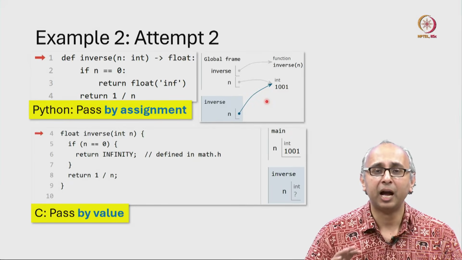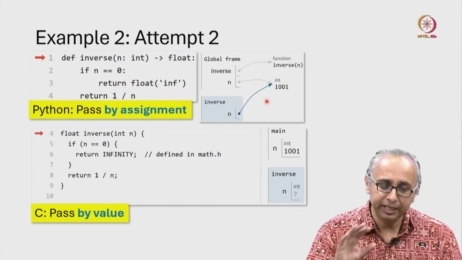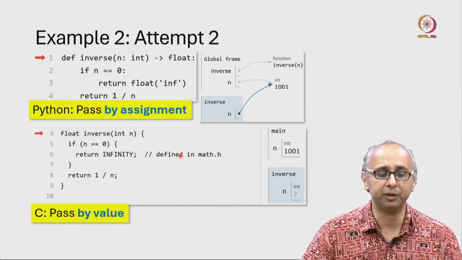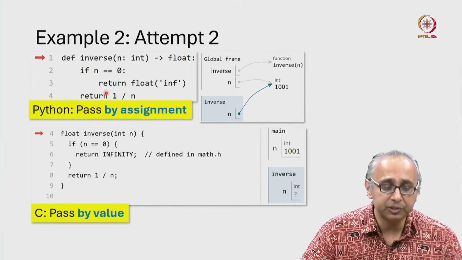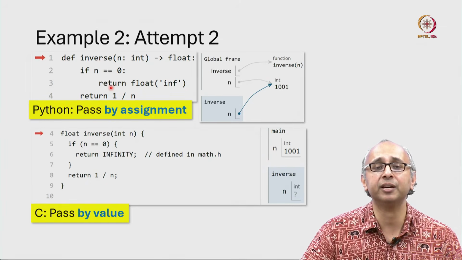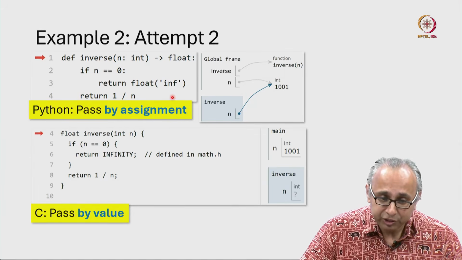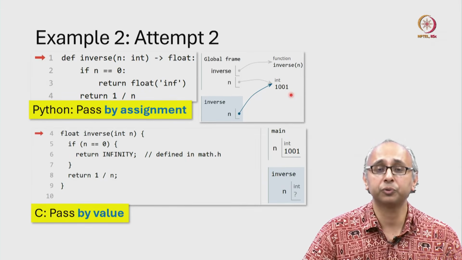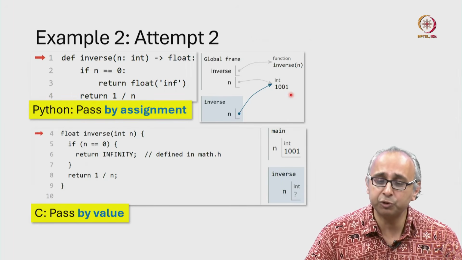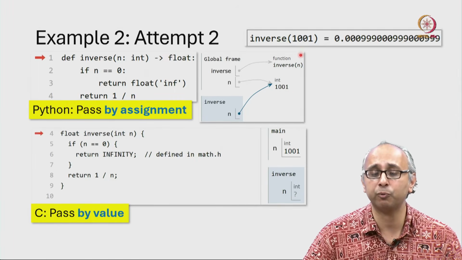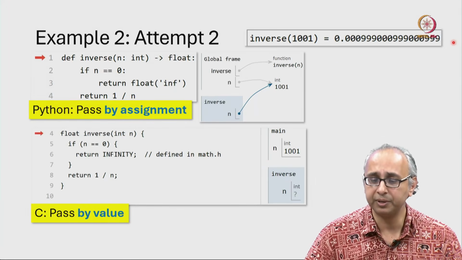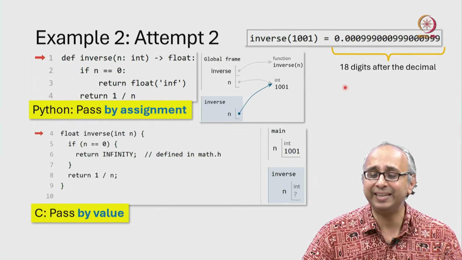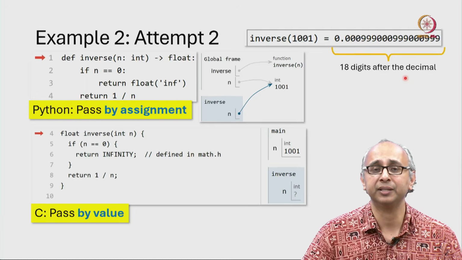For now, I want to tell you that even this attempt that we have made, where we have accurately used double equal to, doesn't lead to the same behavior in Python versus C. Let me show you. If I actually run this code through Python Tutor, eventually it will print the inverse of 1001 as this number. Now, this number is printed using 18 digits after the decimal.